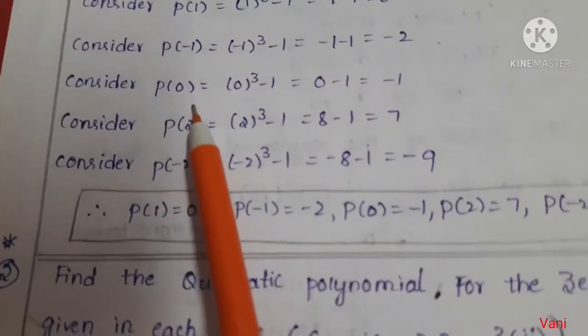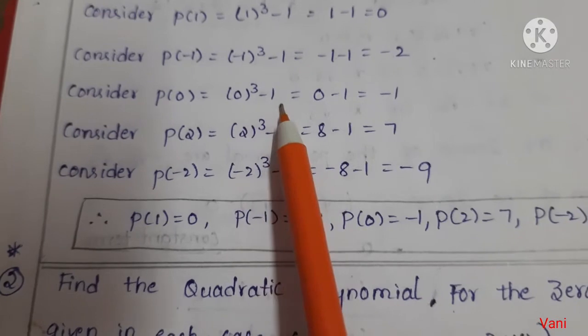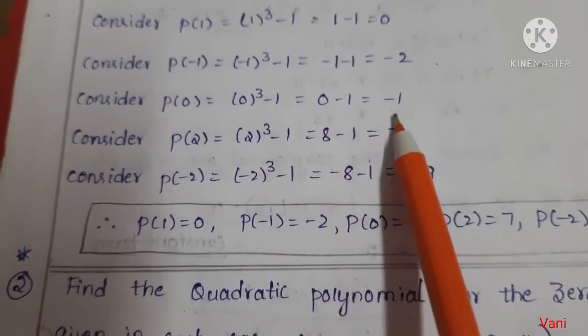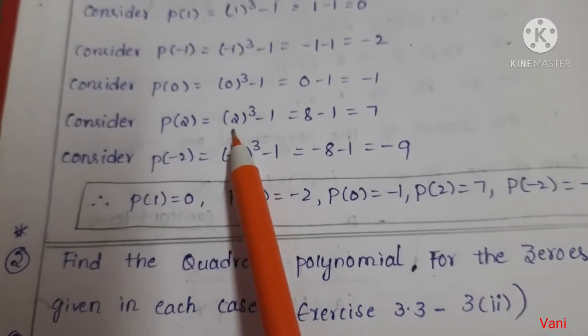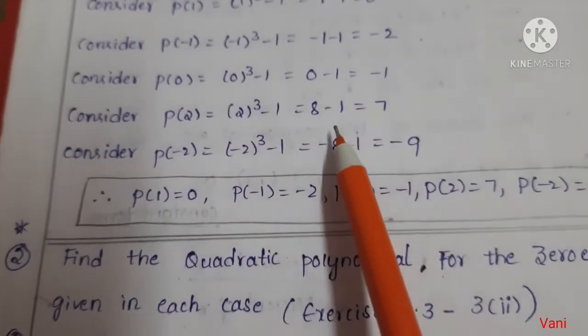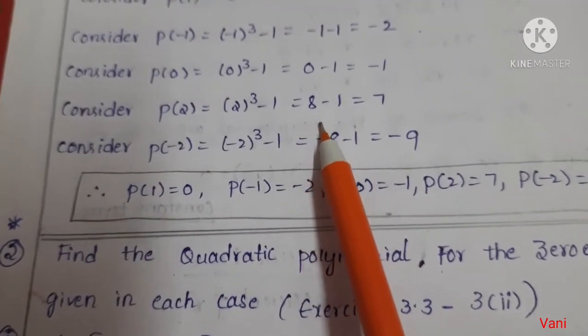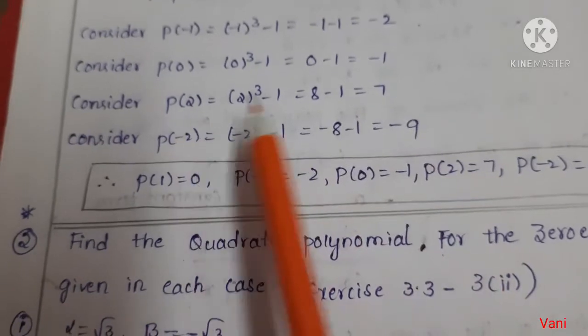Next, p of 0. In place of t you have to substitute 0. So 0 whole cube minus 1 is equal to 0 minus 1, which is minus 1. Next, p of 2. In place of t substitute 2. So 2 whole cube minus 1 is equal to 2 cube, which means 2 into 2 into 2 gives 8. So 8 minus 1 is 7. So p of 2 is 7.